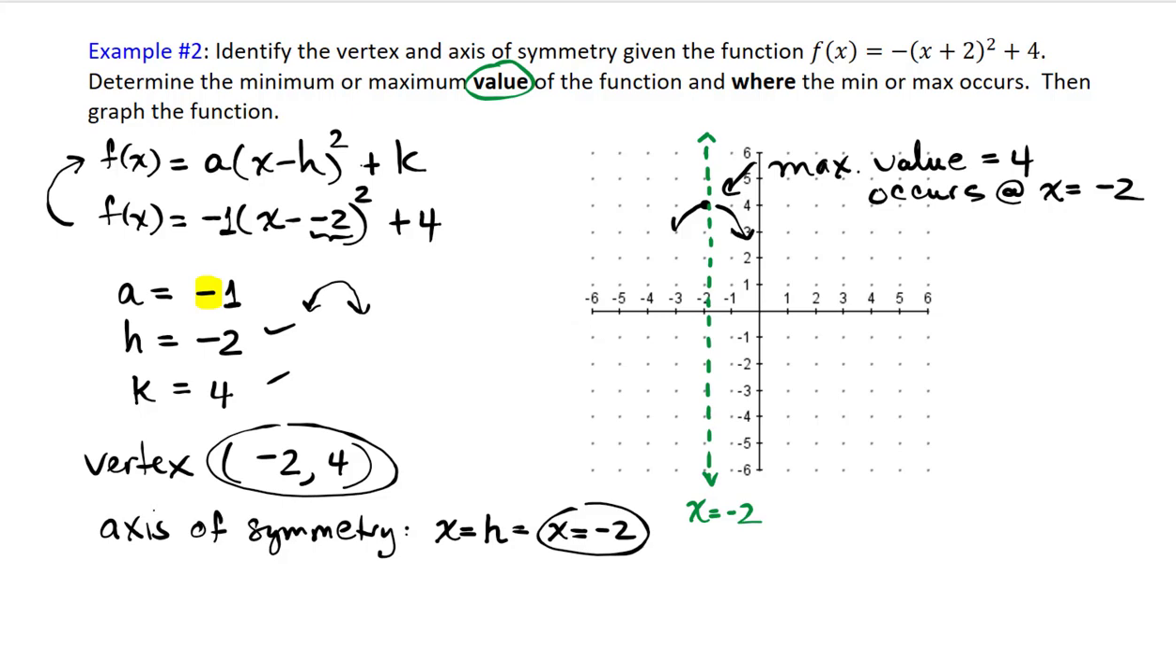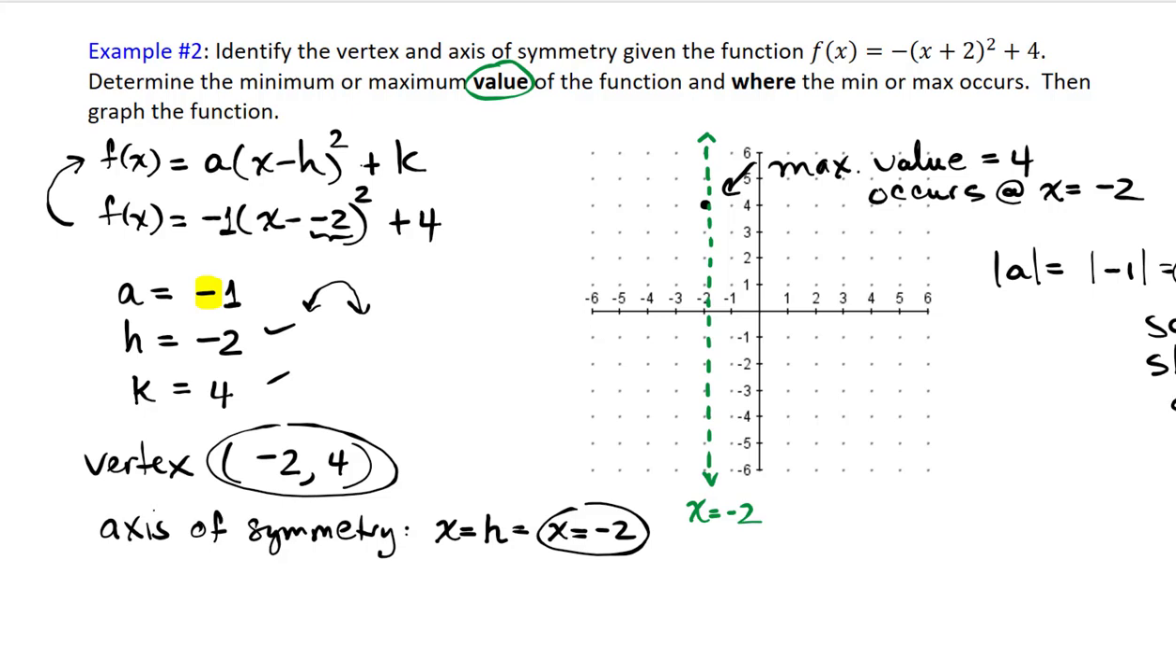And now to graph this, we simply use additional points to make the parabola look a little nicer. Since the graph of this parabola has the same shape as the graph of x squared due to the value of the absolute value of a. So the absolute value of a in this case is 1.